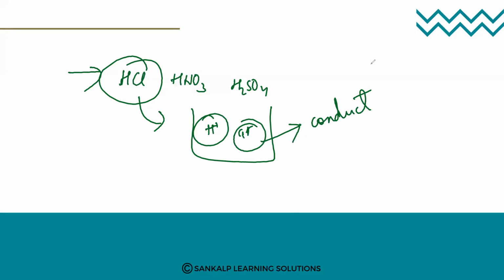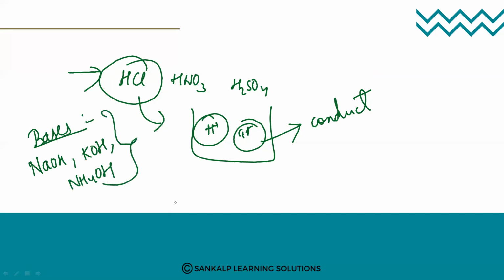Either they will conduct electricity in molten state or in aqueous solution. So an electrolyte conducts electricity. These are the examples of acids. Now, which are the bases which conduct electricity? NaOH, then KOH, which is potassium hydroxide, then NH4OH, which is ammonium hydroxide. These are some of the bases which conduct electricity.